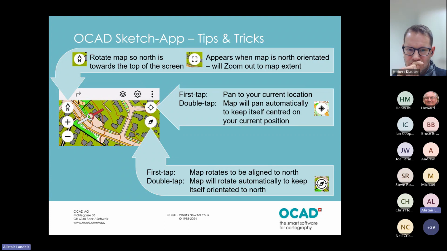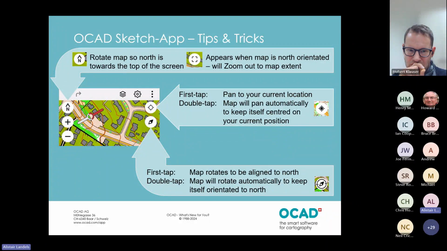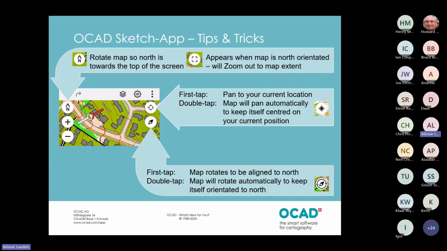The first tap will rotate the map to north, so it's aligned in the terrain for you. And then again, if you double tap that, it will keep it orientated as you turn around and move around. So effectively, if you double tap both of these buttons, regardless of where you move in the terrain, it'll keep track of where you are. If, however, you zoom out or pan, it'll lose that locking status and you'll have to double tap it again to get it back. But they're quite useful functions if you're moving around the terrain quickly.